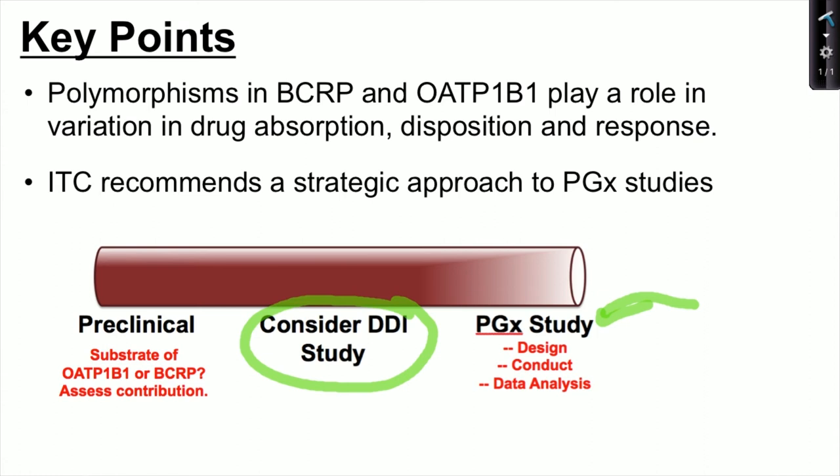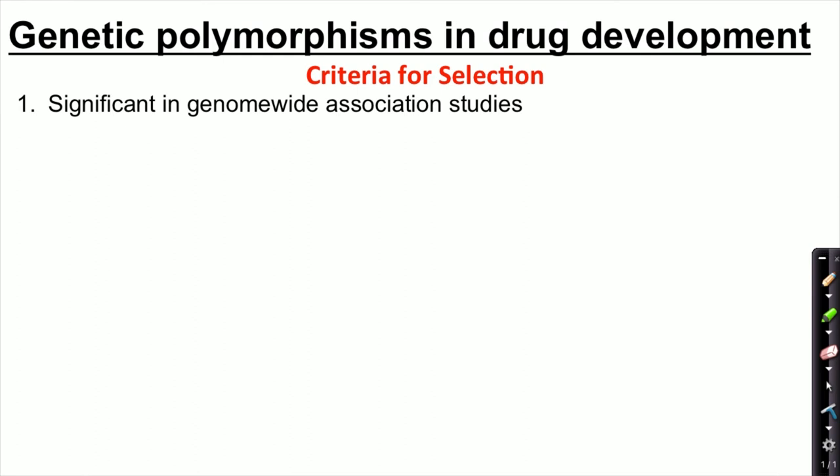So in curating the literature and in reviewing the literature, the ITC used certain criteria to select what they called these very important or essential polymorphisms that people need to be aware of in drug development and in the practice of clinical pharmacology. And the three criteria that we used were, first of all, we put a high bar. That is, the transporter polymorphism had to be significant at genome-wide level significance in a genome-wide association study. And as you recall, a genome-wide association study takes an agnostic approach to discovering genetic variants that underlie drug response, drug disposition, and drug toxicity. So that was our first criteria. It's a very high bar. Many transporter polymorphisms have been studied in candidate gene studies, but they don't make the genome-wide level significance.